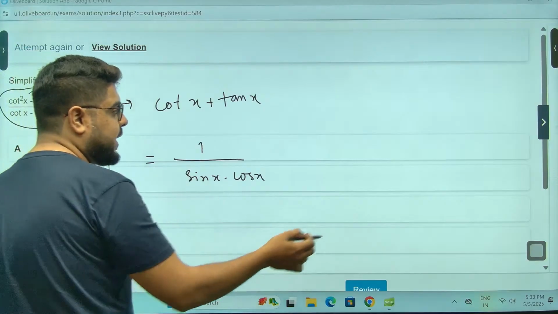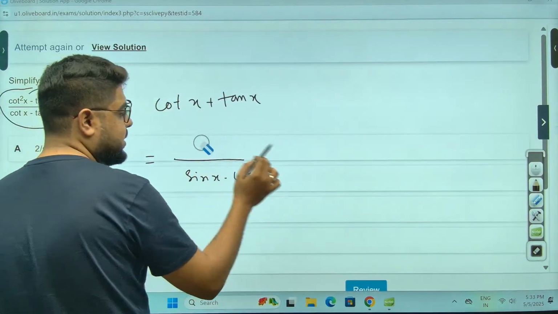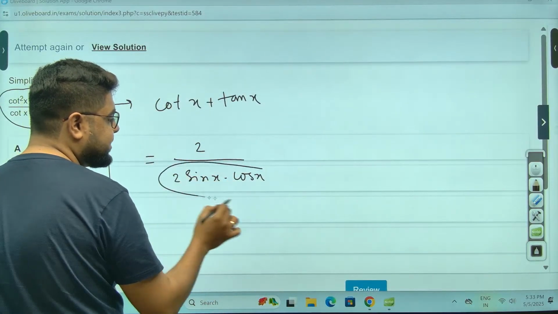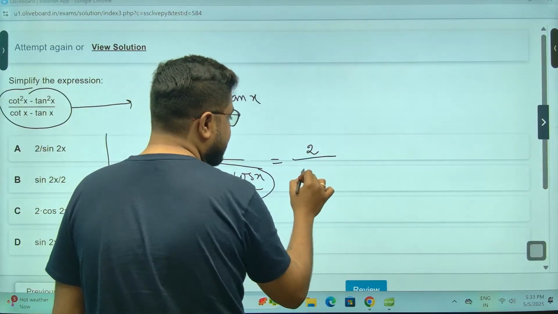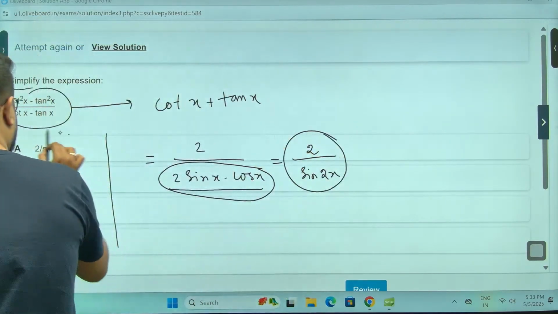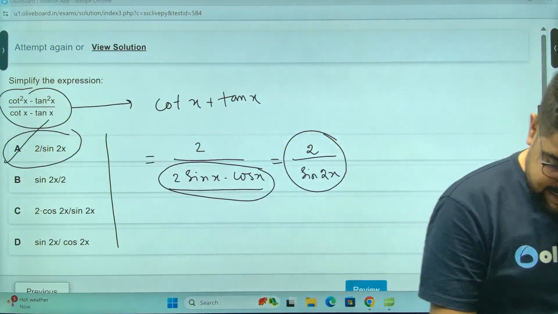So what we can do? What can be done, sir? Sir, do some magic. 2 here, 2 here. This is sine 2x, sir. Sine 2x ka formula, sir. So the answer will be, sir, 2 by sine 2x. Option A again. Option A again is the correct answer.